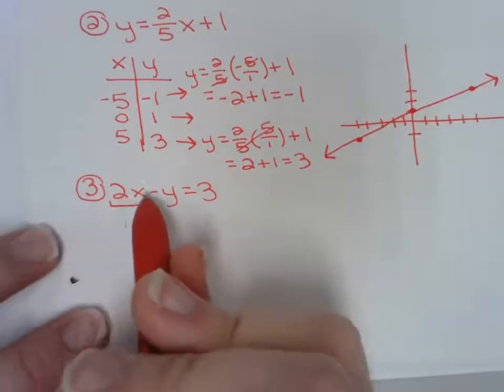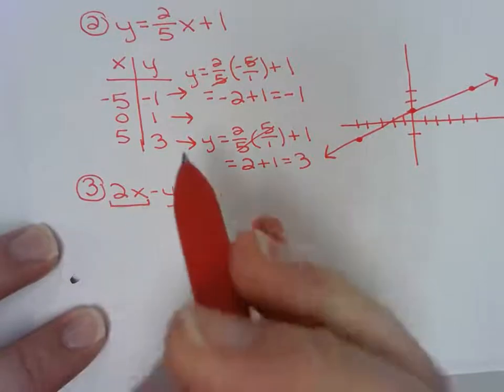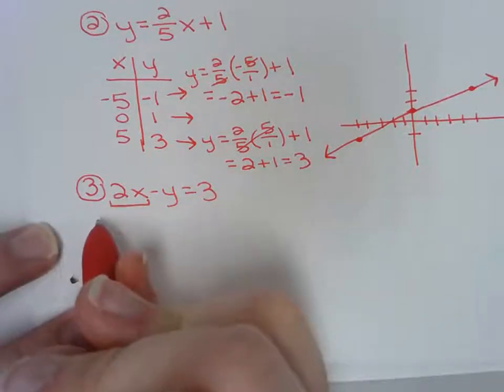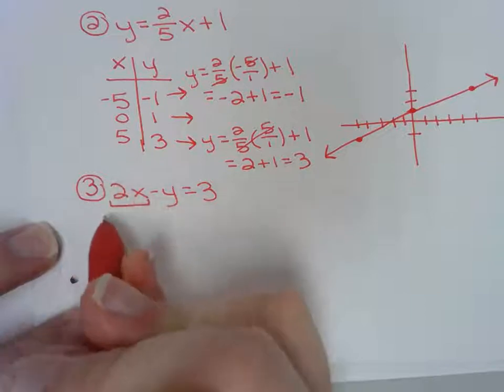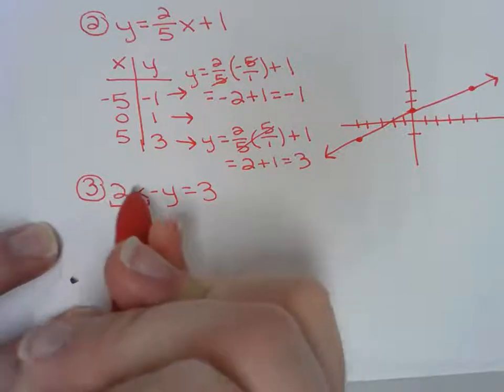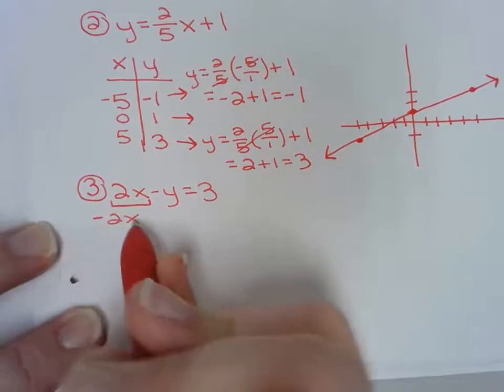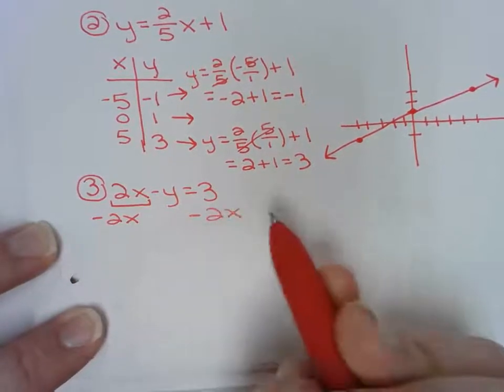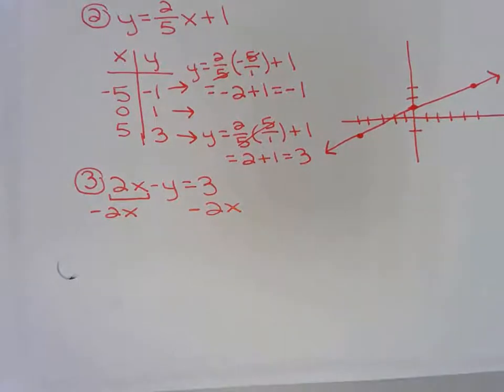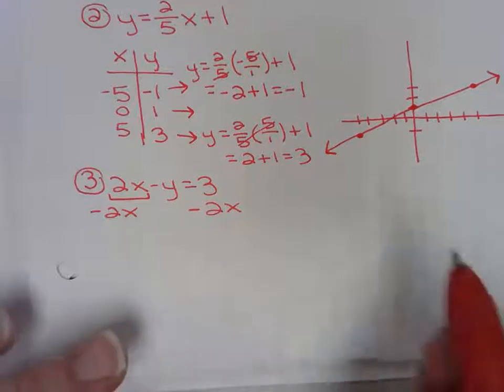If that is a positive 2x, how do I move that over? No, because I'm keeping it together. You add it? It's already positive. You subtract it. Minus 2x. Okay? So if I want to move that 2x over to the other side, the opposite of a positive 2x, because you have to keep it together, is a negative 2x. So I subtract 2x from both sides.